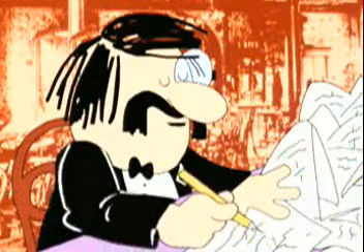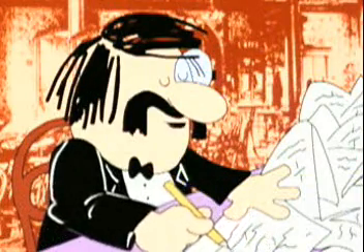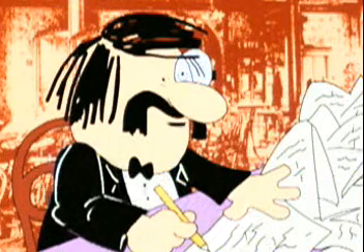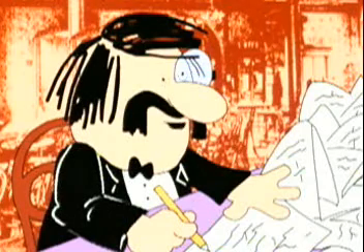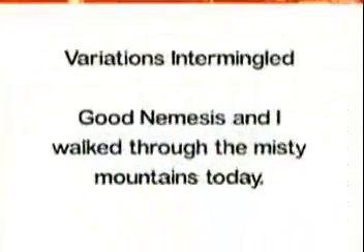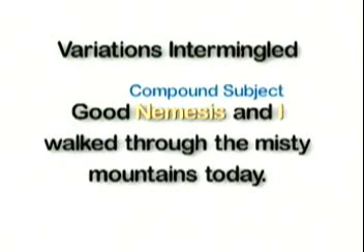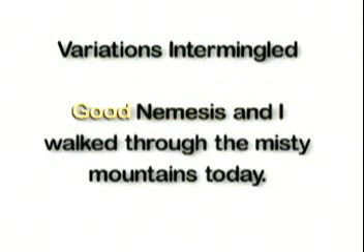Wait a minute. This is going to take a little more time. Ah, there we are. As you'd expect, there are hundreds upon hundreds of ways these 3 variations can be intermingled. This is only one, of course. In this sentence, Nemesis and I is the compound subject. Good is a single word modifier, an adjective describing Nemesis.